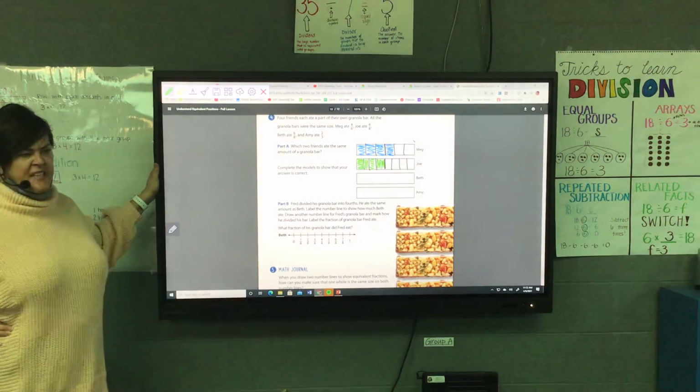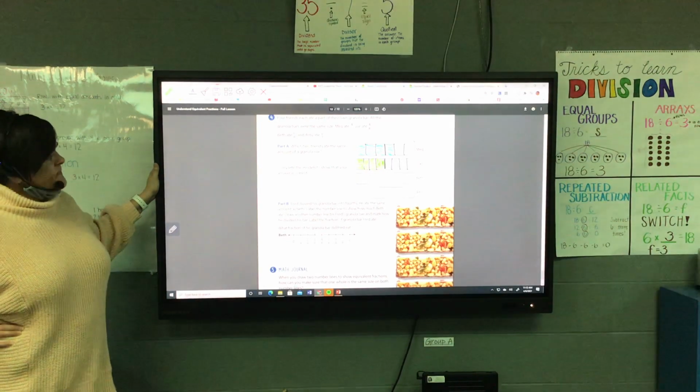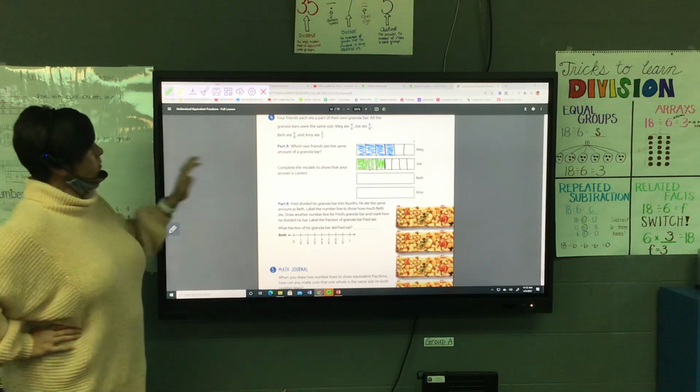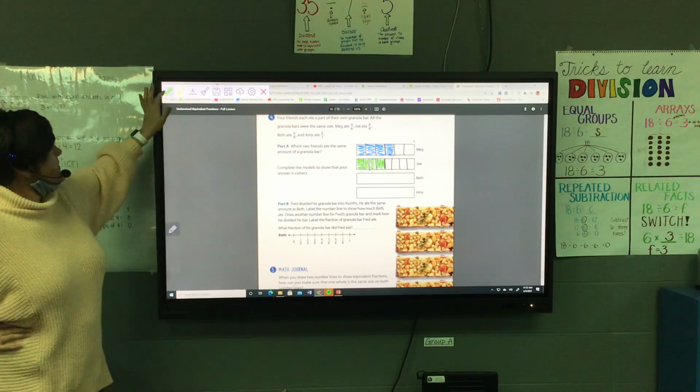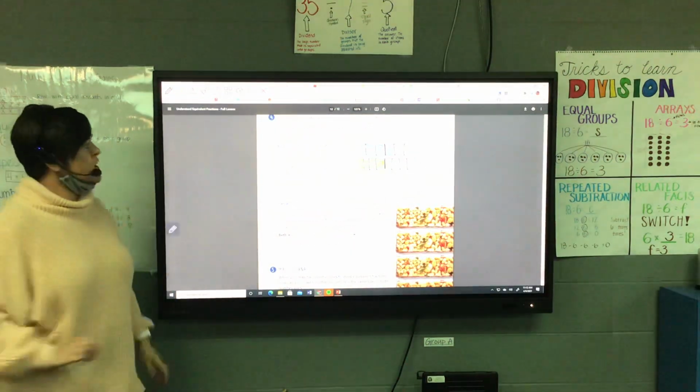Did he and Meg eat the same amount? No. Who ate more? Meg did. Okay, now we're going to move on to Beth. Beth ate how much of her granola bar?